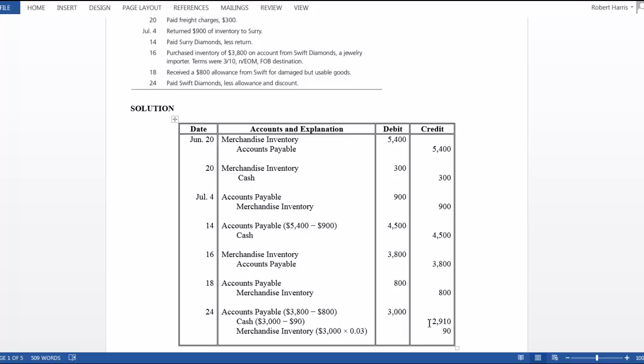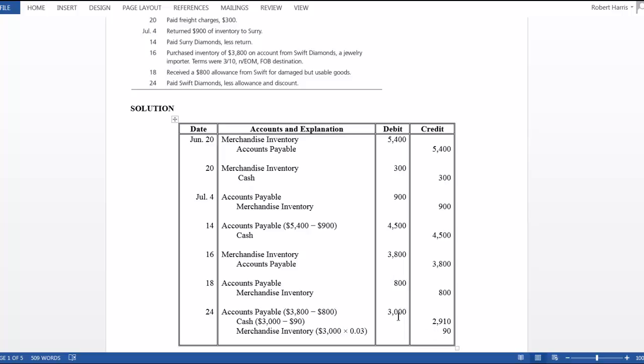Well, actually, it makes more sense to first know that the accounts payable has to go all the way away, and secondly, come down here and calculate this discount. In this case, it was a 3% discount on the $3,000 of inventory that we're keeping. So 3,000 times this 3% gives us 90. So that means we got a $90 discount by taking advantage of paying within those 10 days.